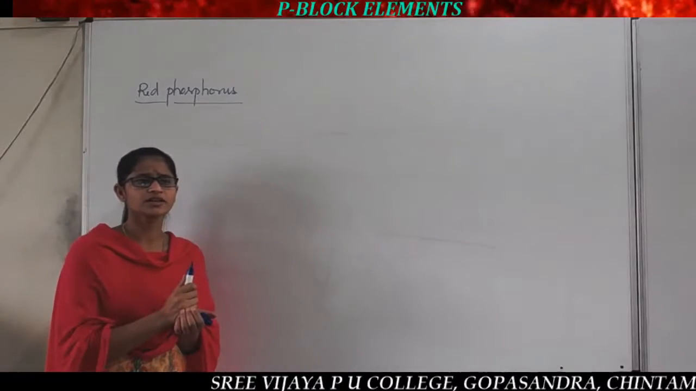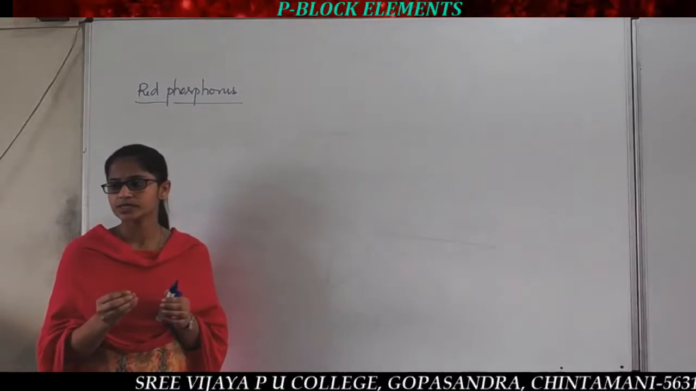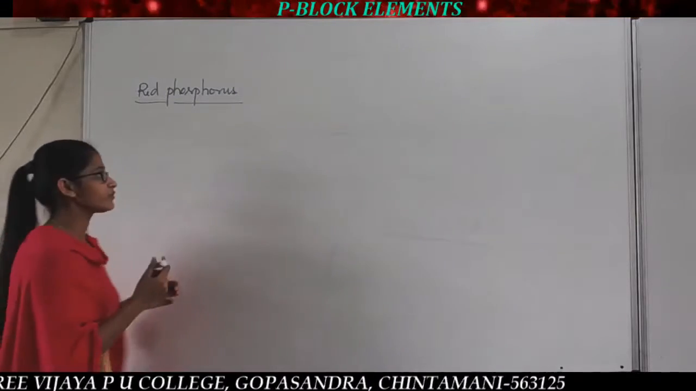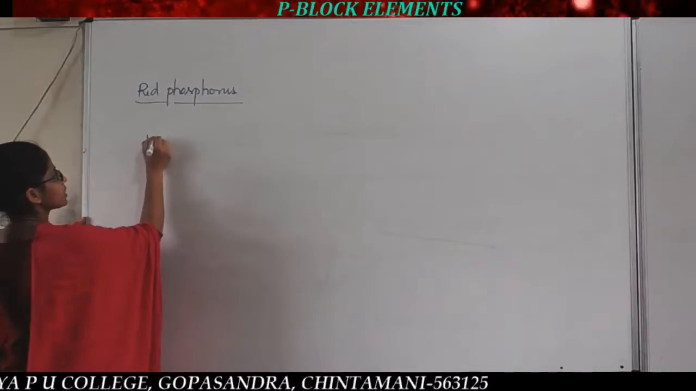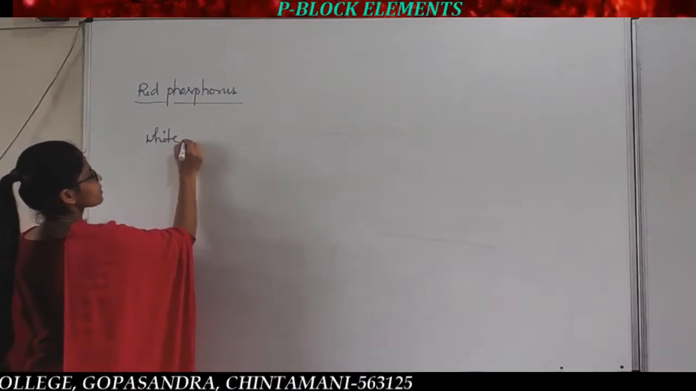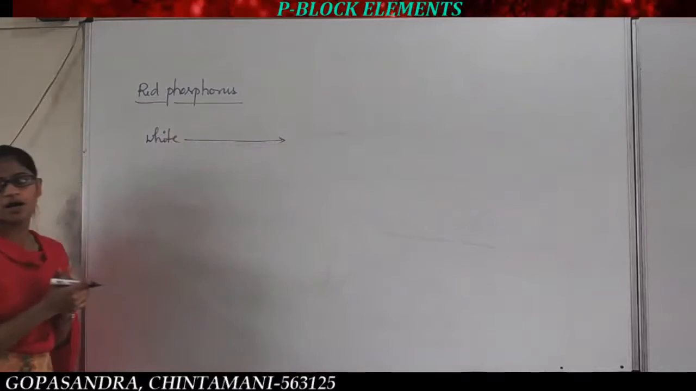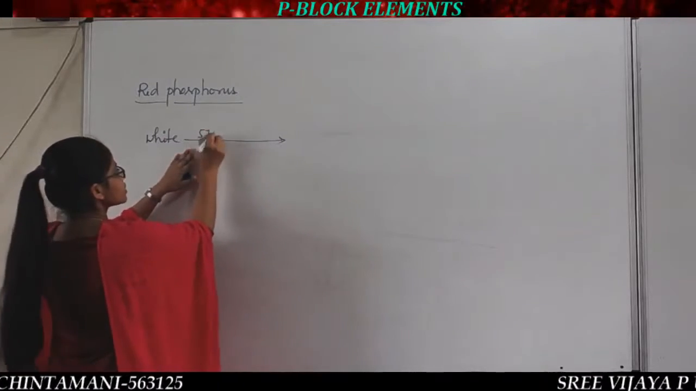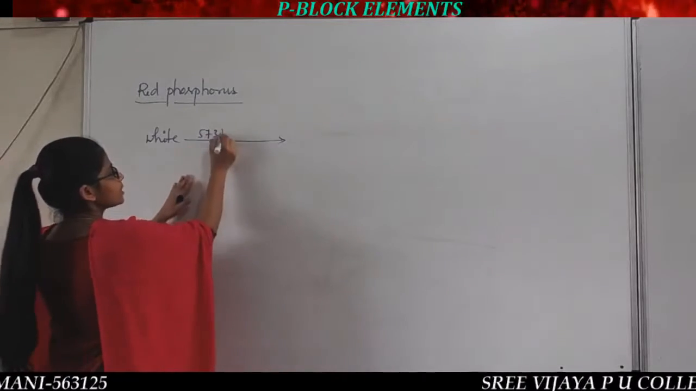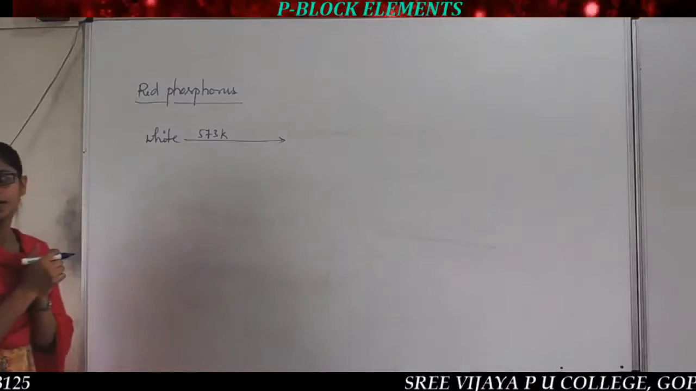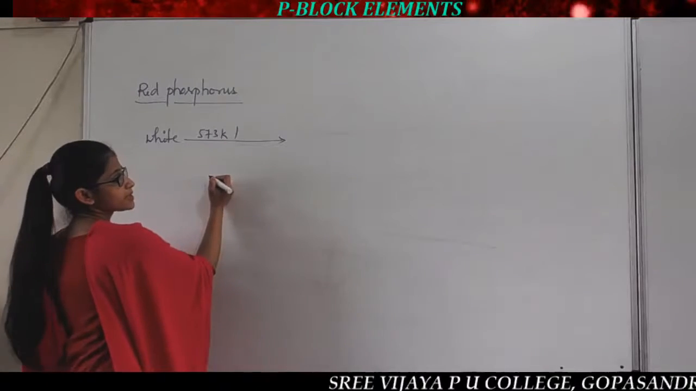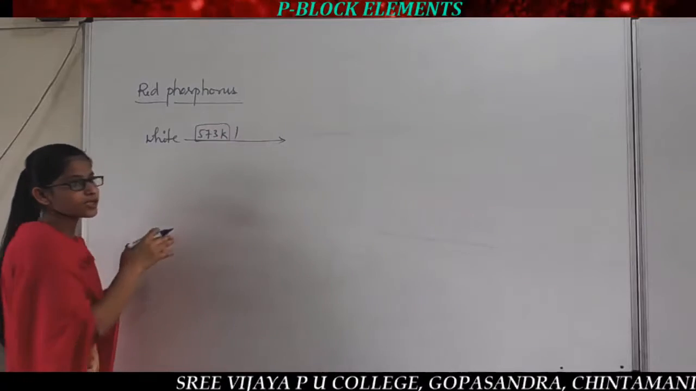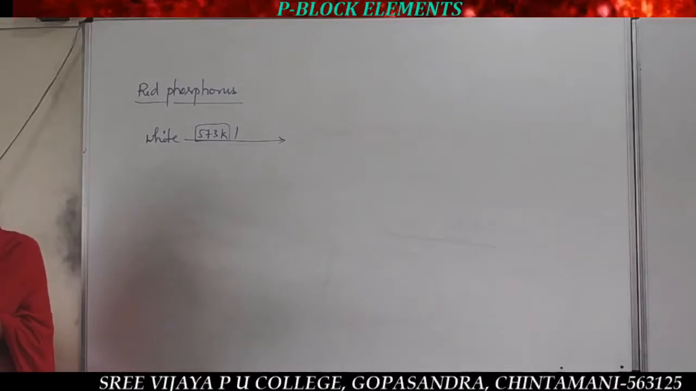So how does the formation happen? Usually we take white phosphorus. White phosphorus is heated to a temperature of 573 Kelvin, in which case we have to maintain certain reaction conditions.